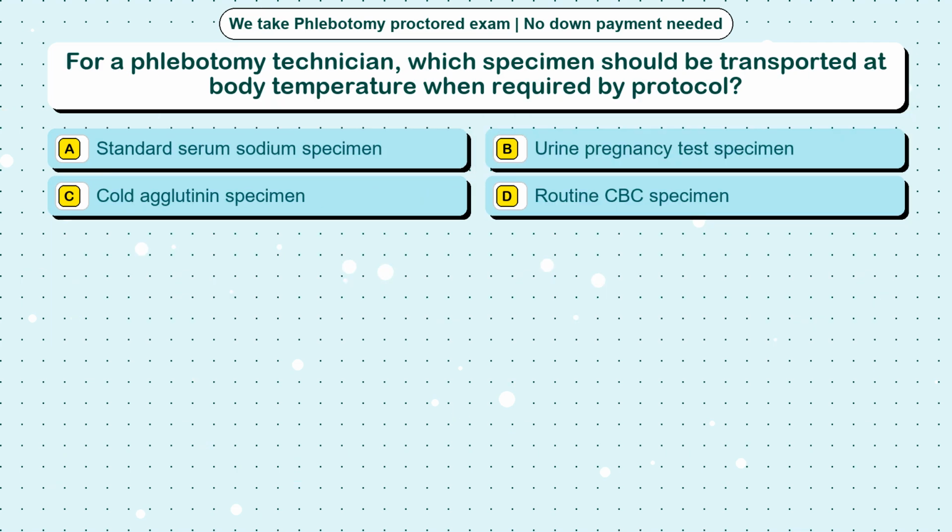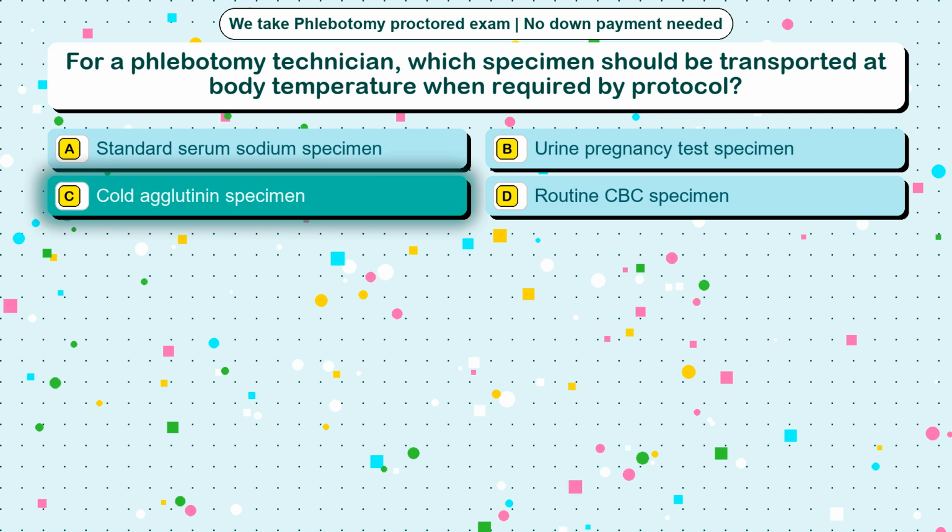Question 22. For a phlebotomy technician, which specimen should be transported at body temperature when required by protocol? Option A. Standard serum sodium specimen. Option B. Urine pregnancy test specimen. Option C. Cold agglutinin specimen. Option D. Routine CBC specimen. The correct answer is option C.